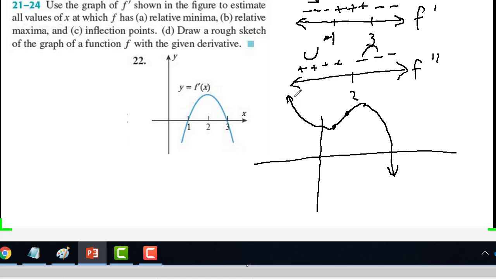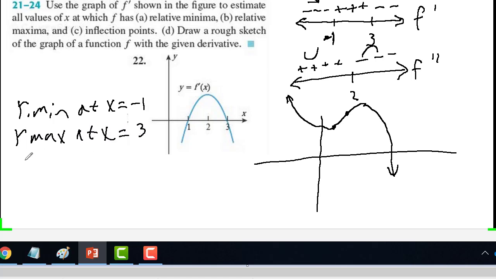Okay. So that is it. Oh, I'm sorry. So relative minima, we have a relative minima at x equals 1. We have a relative max at x equals 3, and we have inflection points at x equals 2.